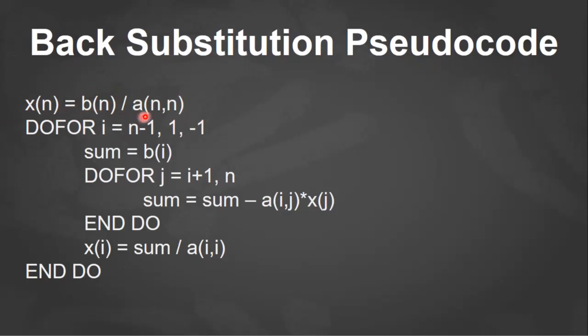Then, humanda na, then we back substitute na. So, ito ang sum, sum is equal to bi, then sum is equal to sum minus aij times xj. Ngayon, xi is equal to sum over aii.